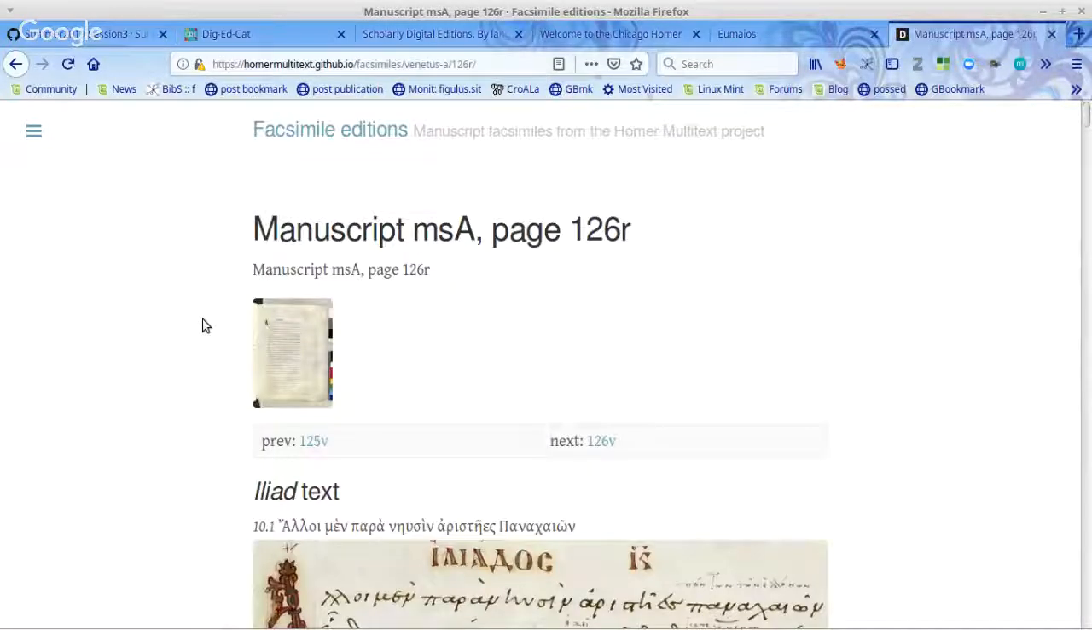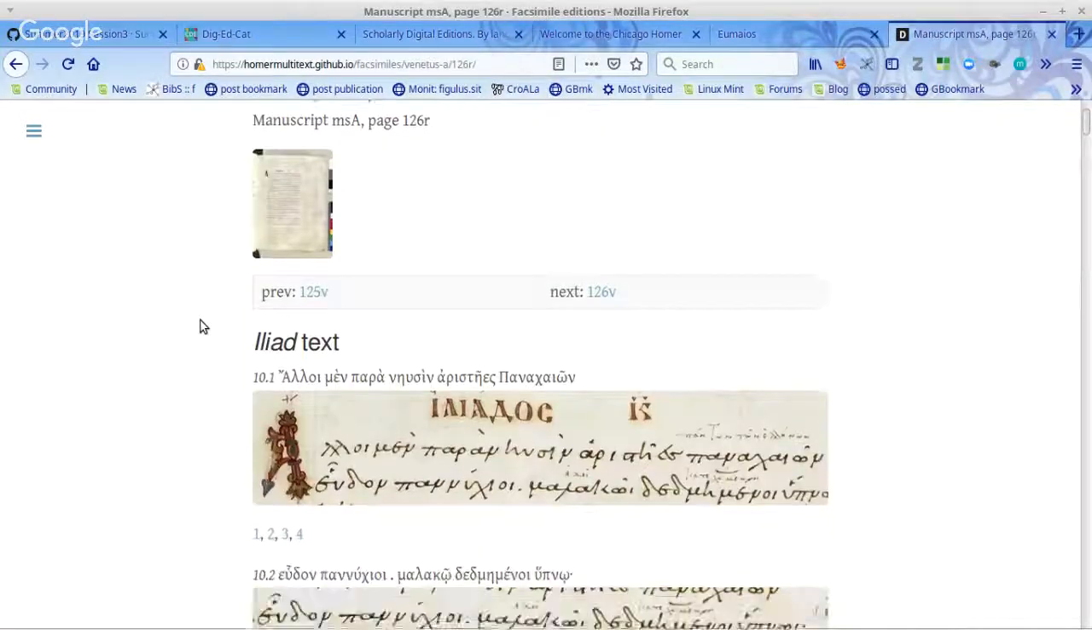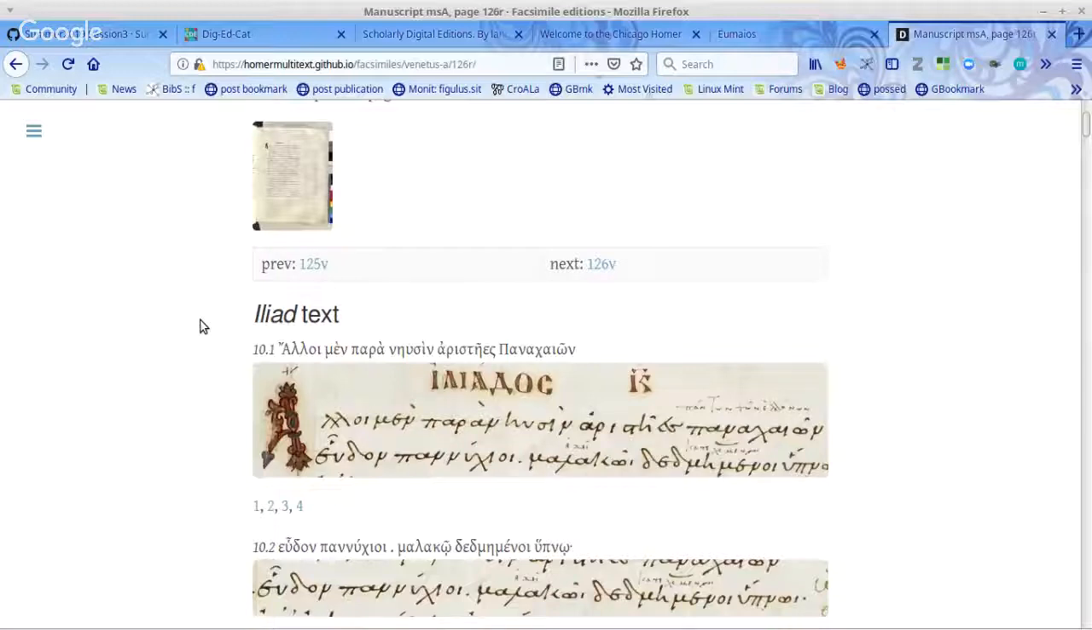How do we access this? We can do this by clicking on a page, and then we see a little bit further down the text that we just read in Chicago Homer, alloi men para neusin aristes panachaion. But we also see how it was written sometime in the 10th or 11th or 12th century.